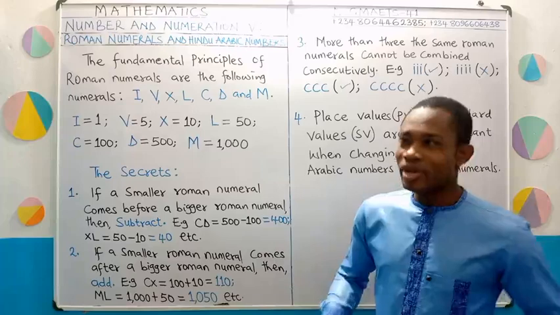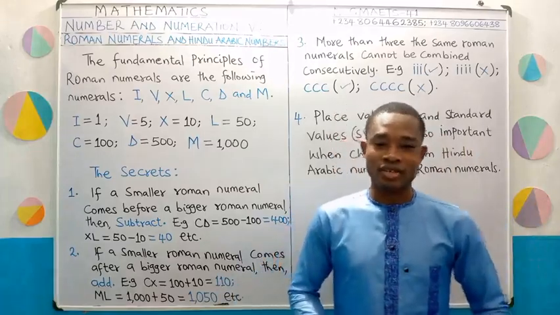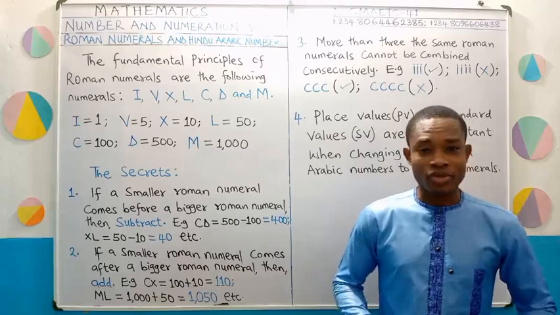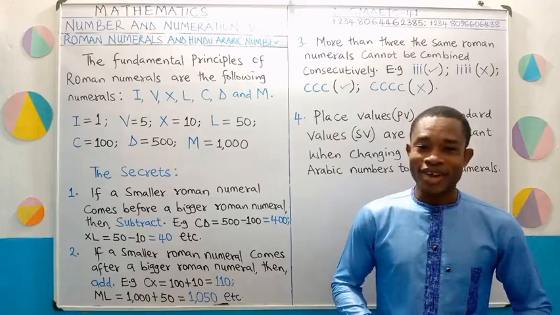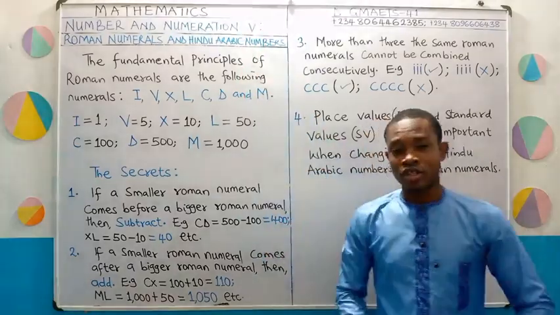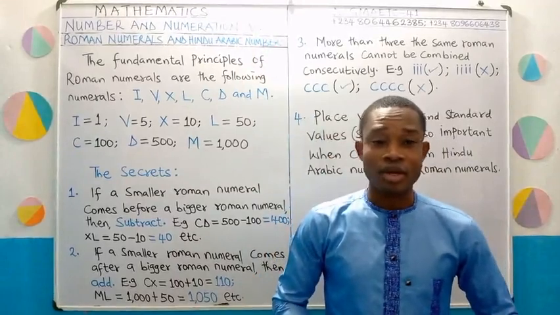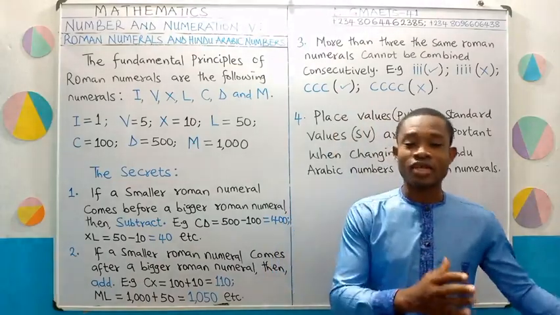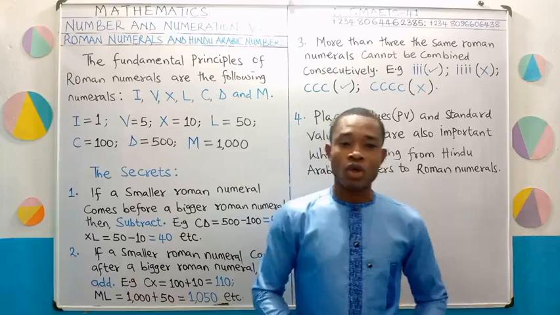You may be wondering, Roman numerals, what is it all about? Why do we even need it? Well, we are still dealing with numbers and numeration. And that is why I am glad to welcome you to part 5 of Numbers and Numeration, where we look at Roman numerals and Hindu Arabic numbers. These are simply systems of counting. You know about 1, 2, 3, 4, 5, 6 in that order.